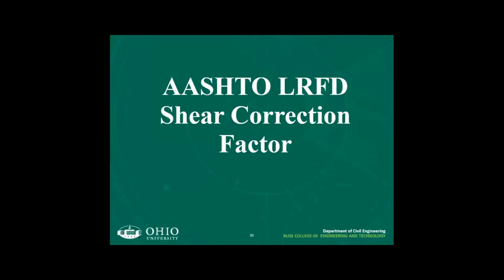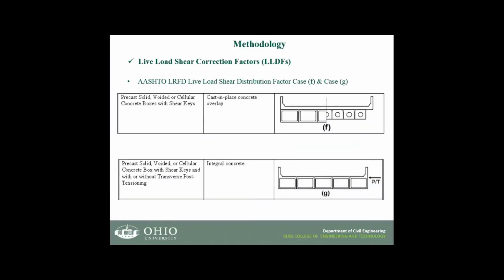LRFD shear correction factor. LRFD provides two cases for the adjacent box beam, case F and case G. Case F is related to the adjacent box beam bridge constructed without transverse tie rods, which in this case is the bridge under study, an adjacent box beam with a concrete overlay. Case G deals with a bridge with or without transverse post-tension, which also applies to the bridge under study because the bridge has tie rods.